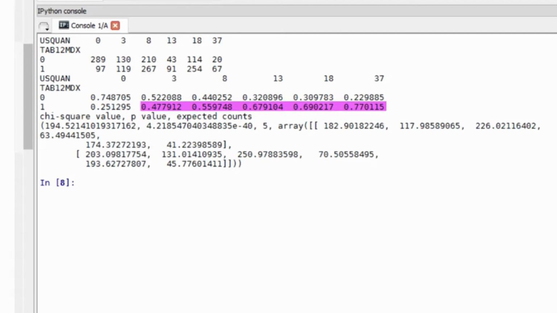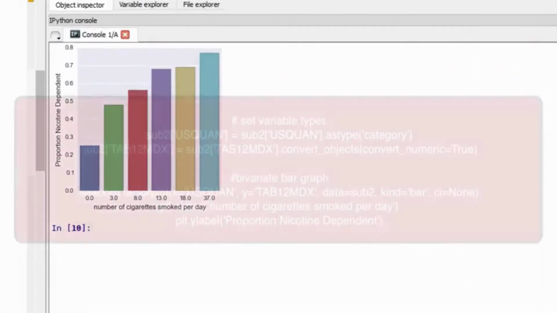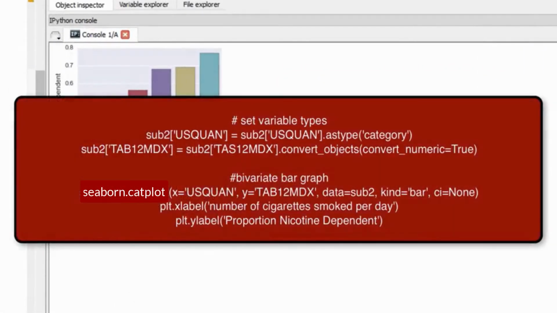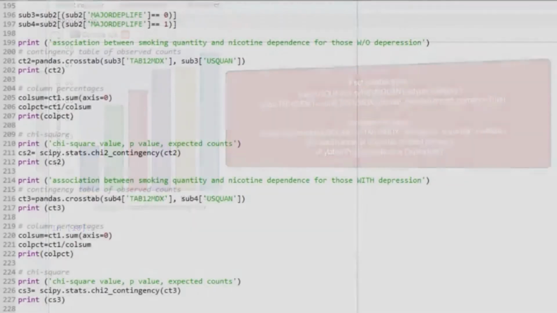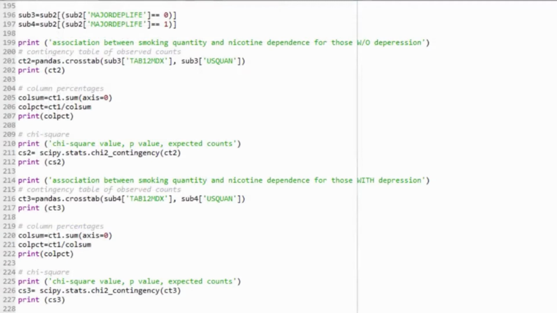To graph these proportions, we use the following code. And this gives us the graphic representation of this positive linear relationship. As smoking quantity increases, so does the proportion of individuals with nicotine dependence. This finding is accurate with regard to the larger population of young adult smokers in the U.S. But might a third variable moderate this significant association between smoking quantity and nicotine dependence?